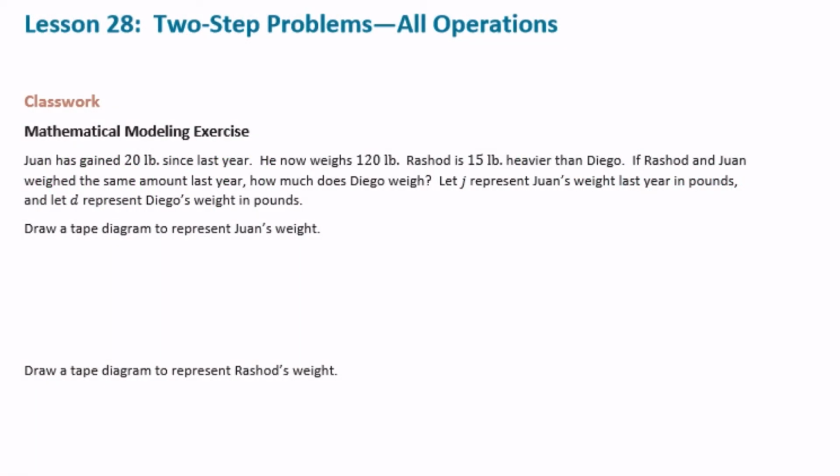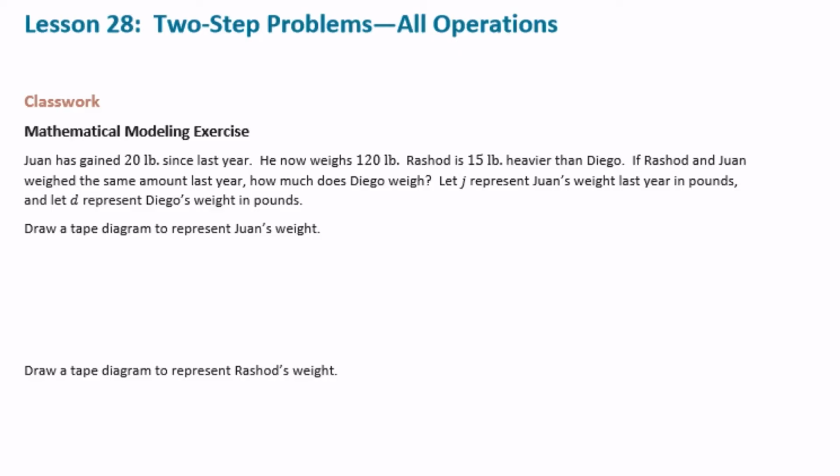6th grade, Module 4, Lesson 28, Classwork. Mathematical Modeling Exercise. Juan has gained 20 pounds since last year. He now weighs 120 pounds. Rashad is 15 pounds heavier than Diego. If Rashad and Juan weighed the same amount last year, how much does Diego weigh?